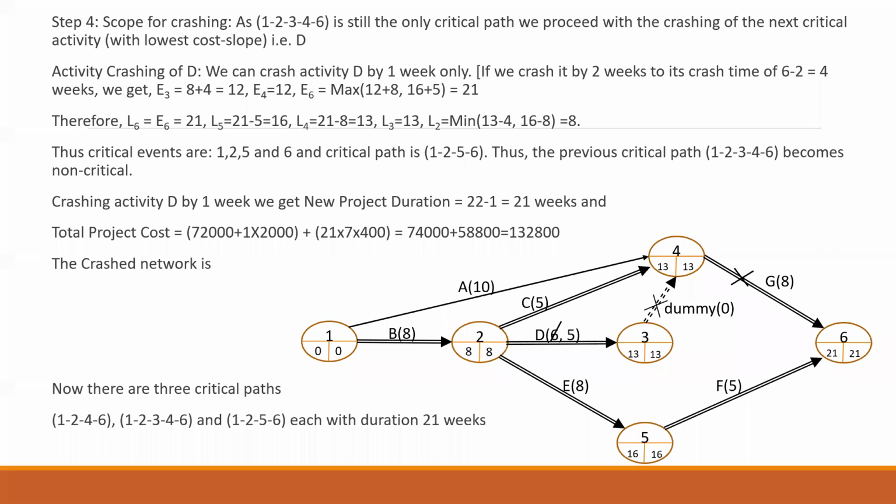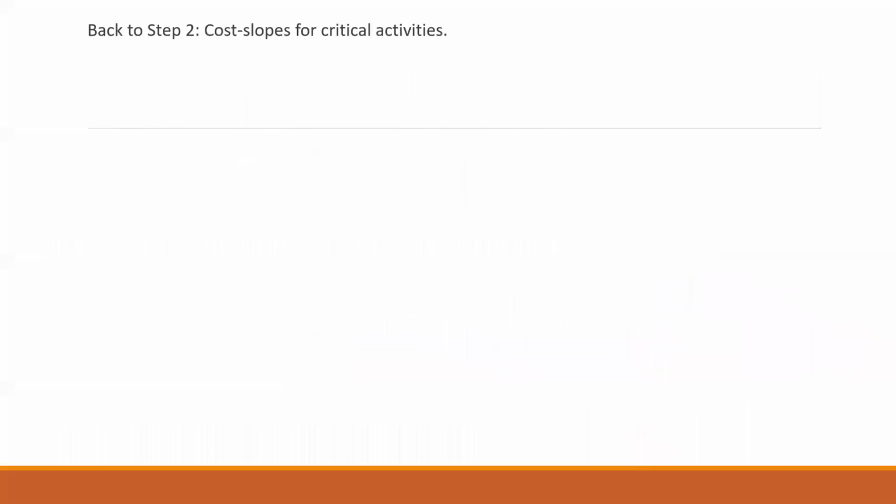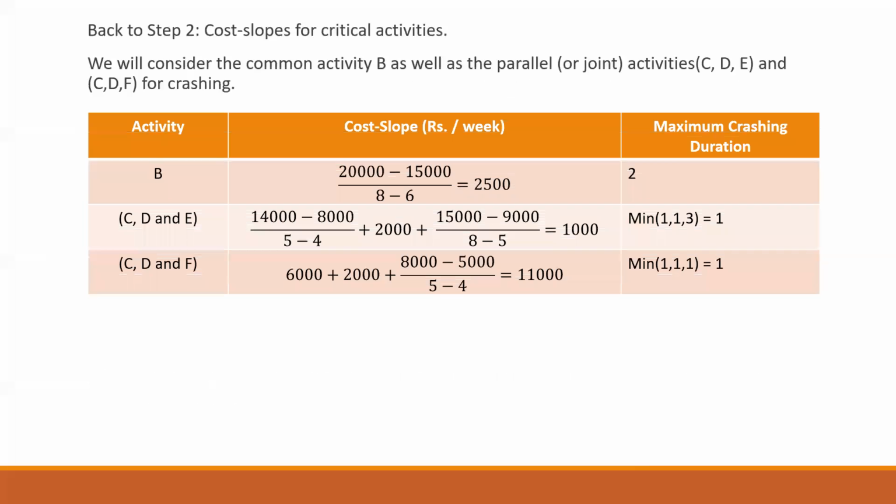So now we have to find out the cost slope for critical activity B, which is common, then the parallel activities C, D, and E, and then finally C, D, and F. Let us see that table now for the cost slope. Here's my table where I'm calculating the cost slope for B, which is common in all the 3 critical paths, then the parallel activities, which are CDE and CDF. Please add it up.